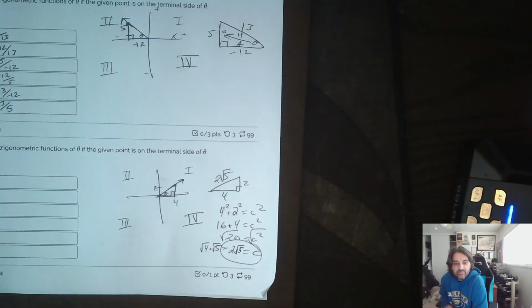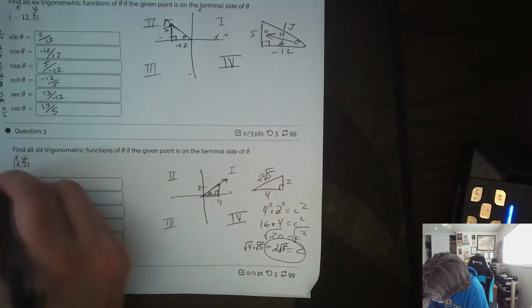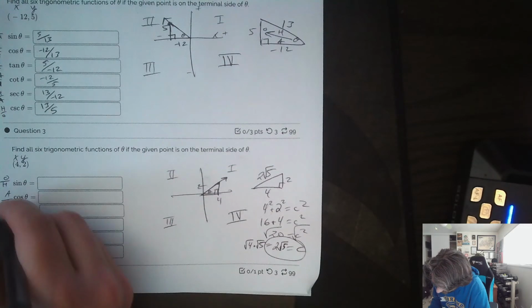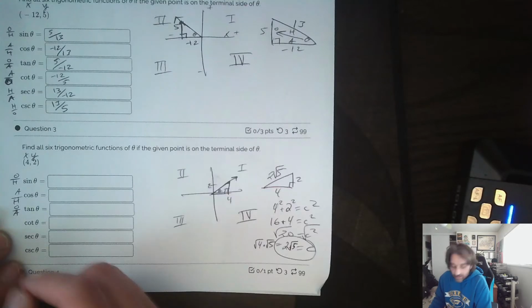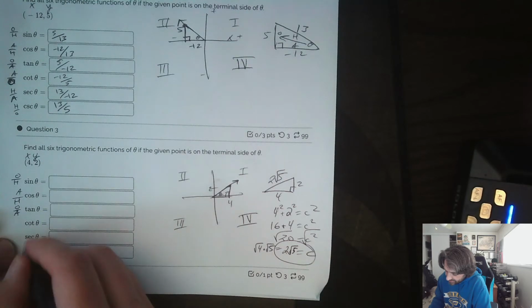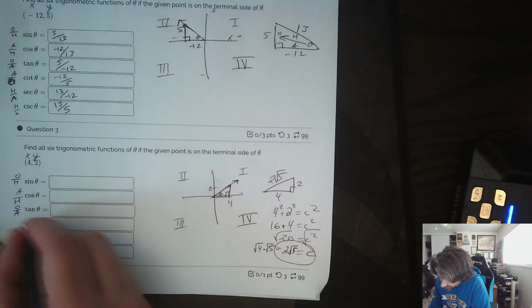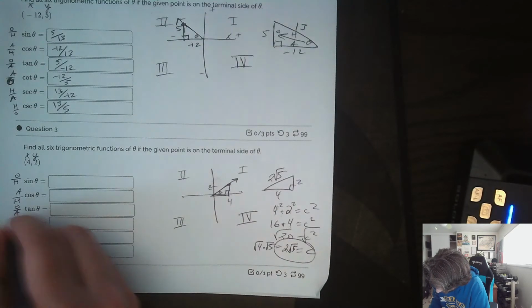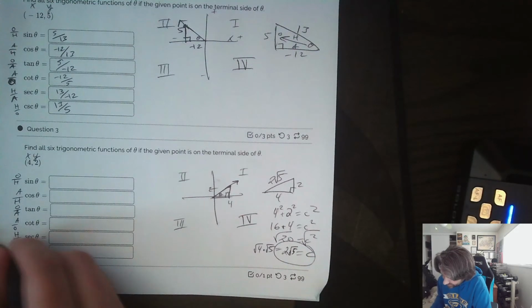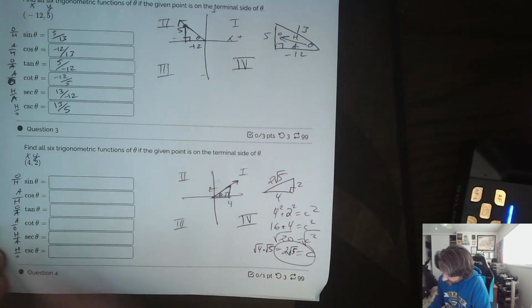Okay. So they want all 4 things again. Remember, sine is opposite over hypotenuse. Cosine is adjacent over hypotenuse. Tangent is opposite over adjacent. Cotangent, so they have these flipped upside down. Usually I like to see a cosecant. This is how they wrote it. Cotangent is the opposite of tangent, so adjacent over opposite. Secant is the opposite of cosine, so hypotenuse over adjacent. Cosecant is the opposite of sine, so it's going to be hypotenuse over opposite.